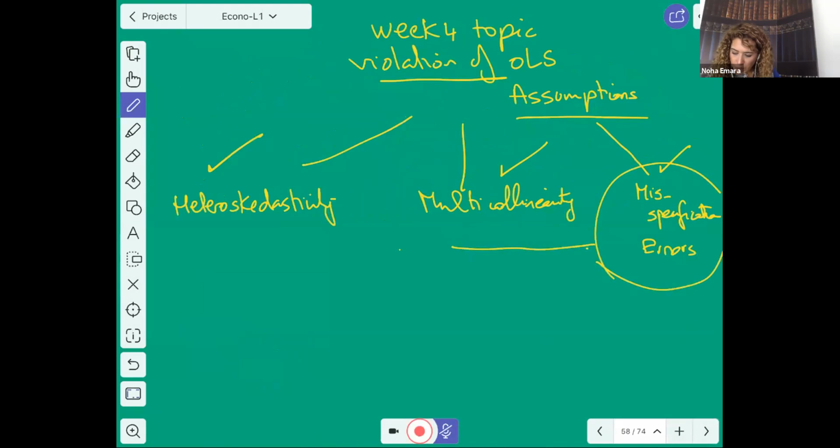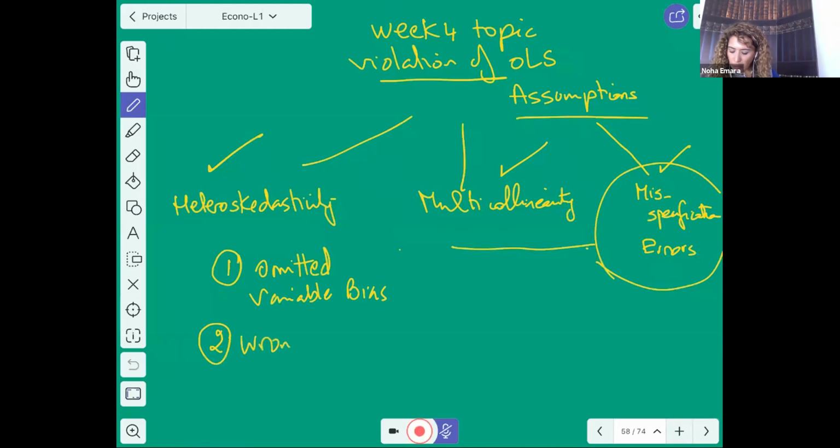So misspecification error, I can have errors coming from omitting a certain important variable, called omitted variable bias. Number 2, I can have a problem arising from the wrong functional form. So let's say my model is supposed to be polynomial or quadratic or with a log or with an interaction term, and I decided to have it just linear.